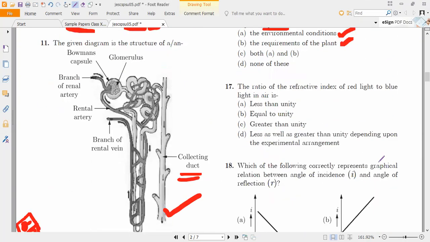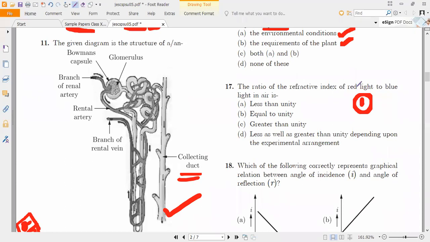Understand, Arvind? Next, the ratio of the refractive index of red light to blue light in air is less than unity, equal to unity, or greater than unity, they are asking. So please check its speed. Red light to blue light: less than unity, sir. Remember, the refractive indices, less than unity. Then they are asking in air. Is the refractive index equal? No. The refractive index of air is also less than 1, correct or not? So you have to check it, the refractive index.